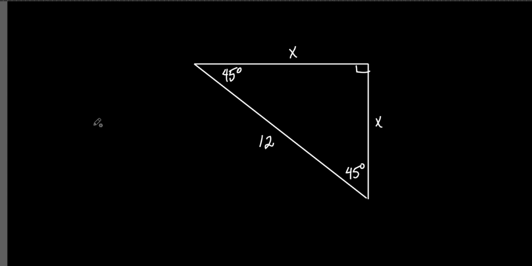So what do I do? Take the hypotenuse, which is what? 12. And then what do I do to it to find the leg? Divide it by what? The square root of 2. And it looks like you're done, doesn't it?